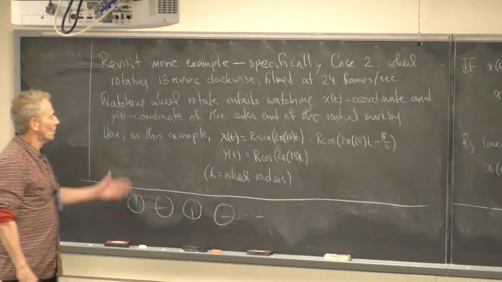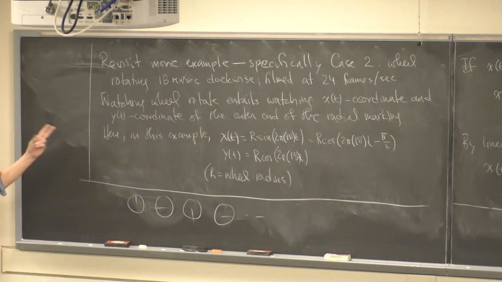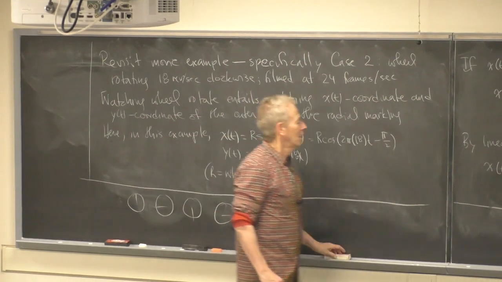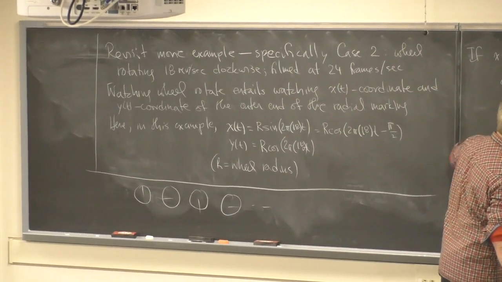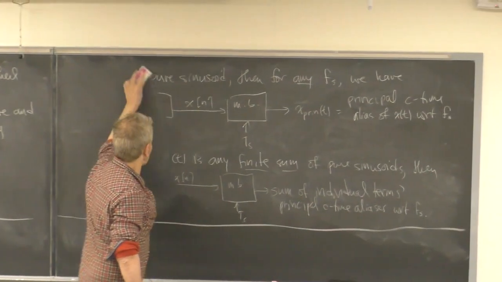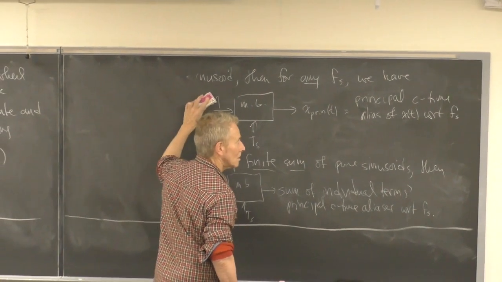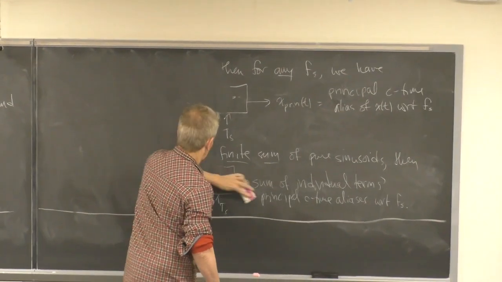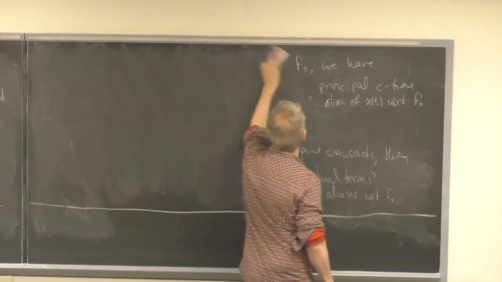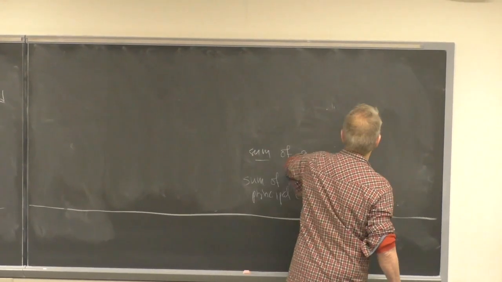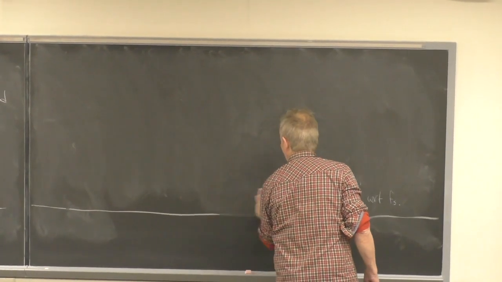All righty, so x of t and y of t are both band limited. What is f max of x of t and f max of y of t? What is the bandwidth of each of those guys?